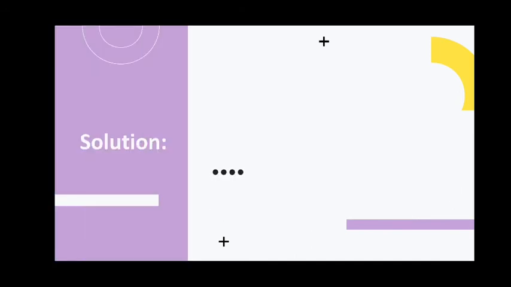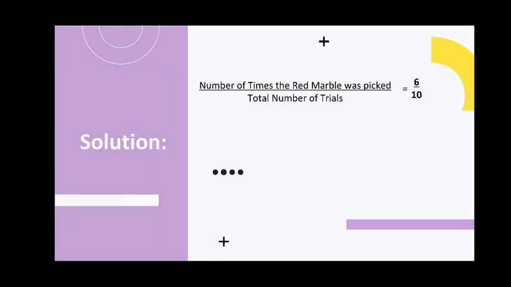Now let's find the probability. Number of times the red marble was picked over the total number of trials. Dun sa problem natin, 6 times nakuha ni Roma ang red marble out of 10. So 6 over 10 is not in simplified form yet. Therefore, we're going to find its lowest term pa.